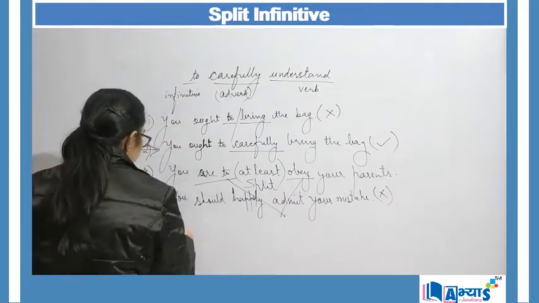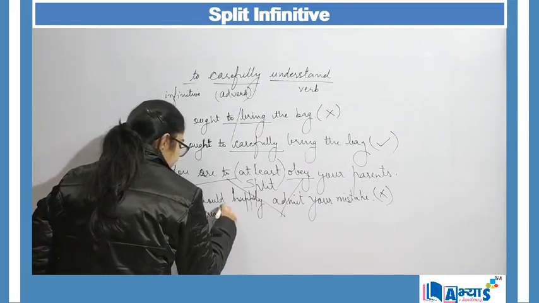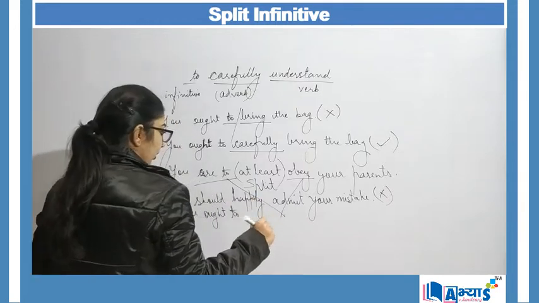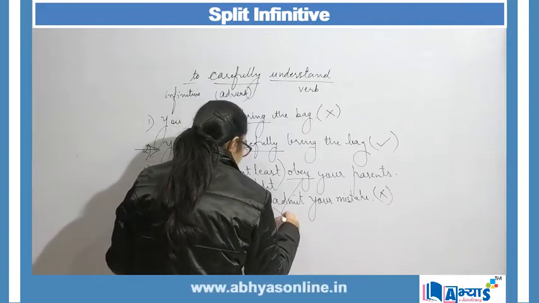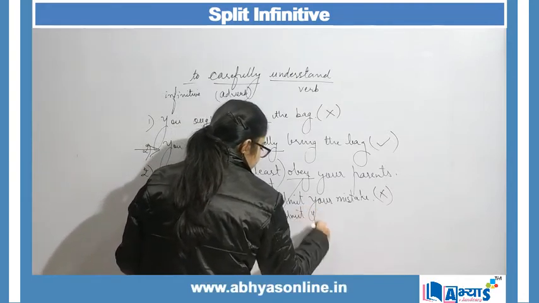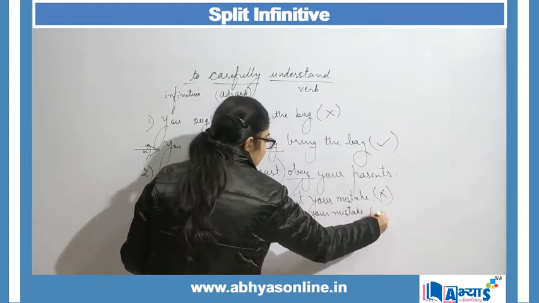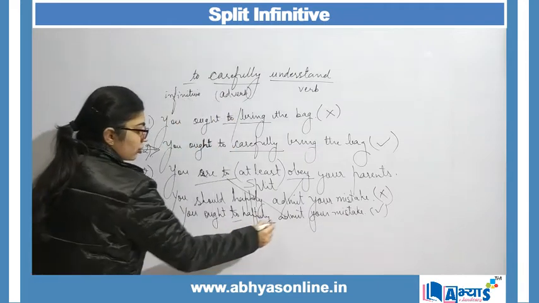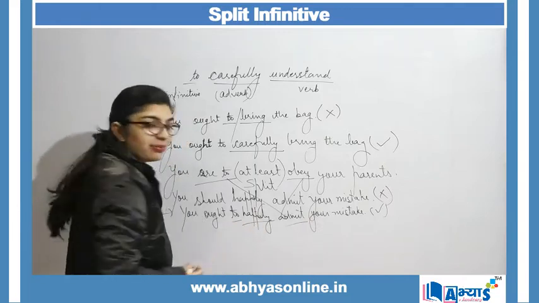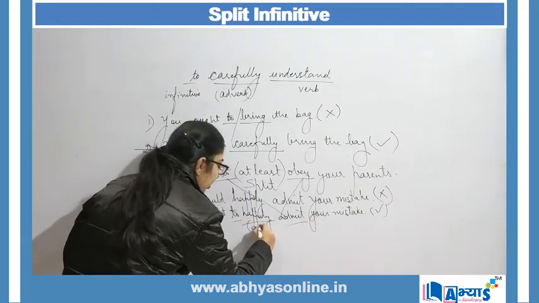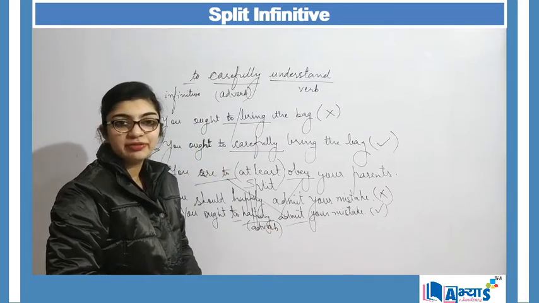But if I say, "You ought to happily admit your mistake," then this is an example of split infinitive, because "to" and "admit," that means infinitive plus verb, are separated by a word. That word again over here is my adverb. So this is an example of split infinitive.